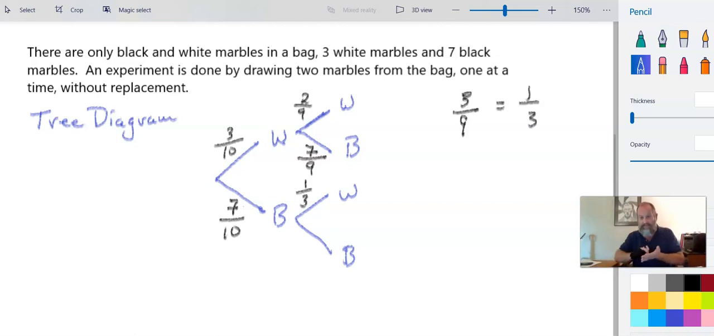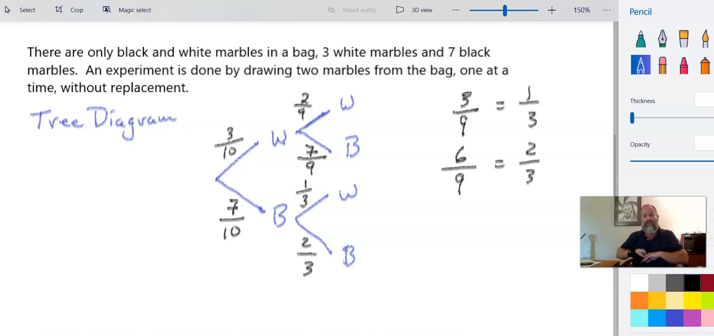And then down here, if I draw a black marble on the second draw, having drawn one on the first draw, let's see here. There were 7 black marbles to start with, so now there's 6 of them. And I've also reduced the number of marbles in the bag by 1. So now it's 6/9, and that makes it 2/3.